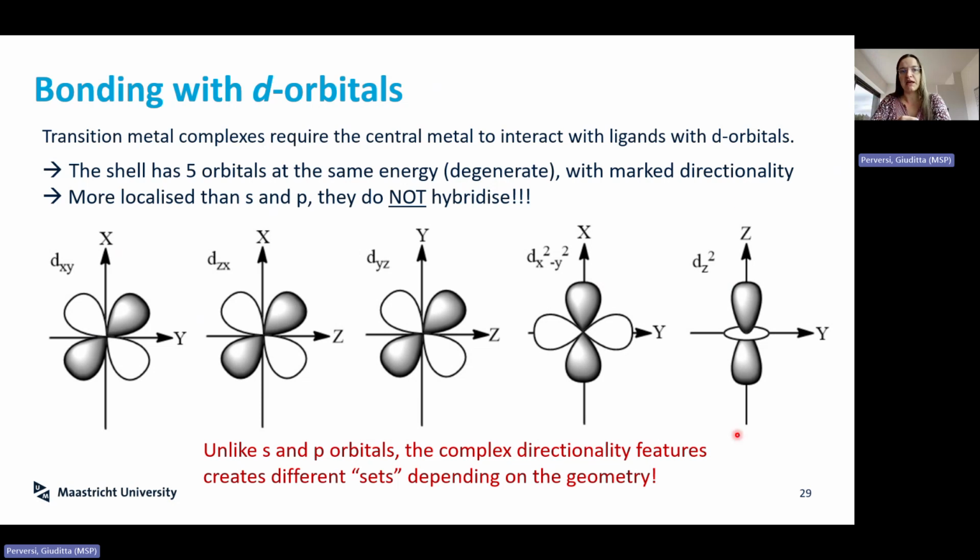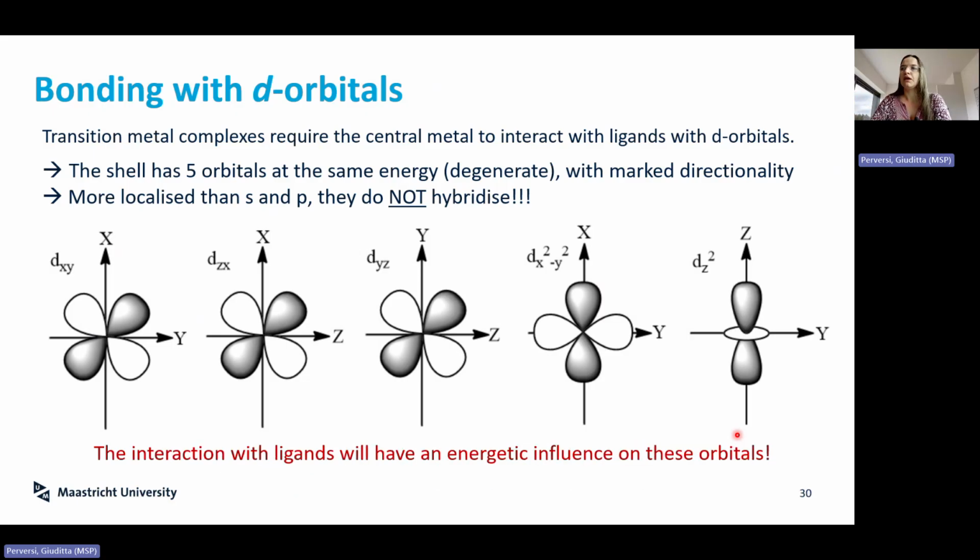So these are very complex directionality features that are way more convoluted than the px, py, pz that you will have in the p set, or the sphere that is the s set. This is something that we need to take into account because the d orbitals will interact differently and will behave differently depending on the geometry that you put to the complex. Why does the geometry make a difference? Because the energetics of the system will change depending on what your system is doing around these d orbitals. So the directionality will influence the energies of these d orbitals that start as degenerate.